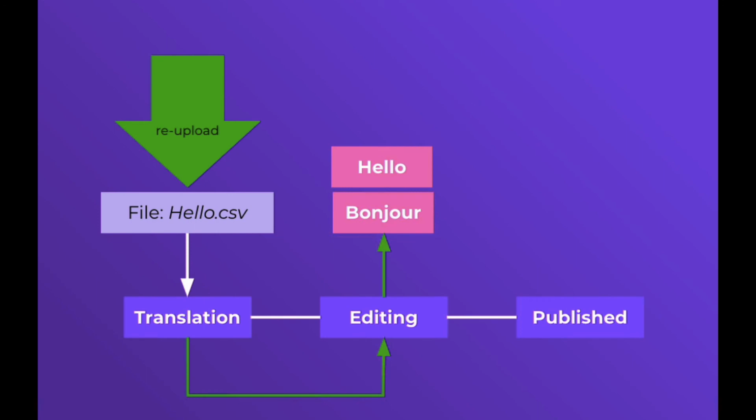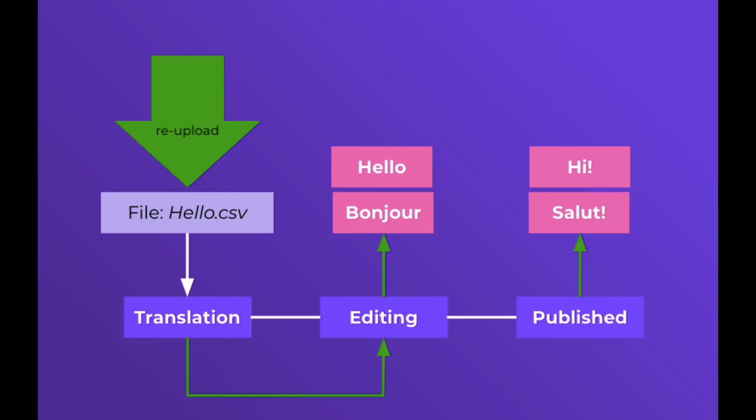SmartMatch automatically applies the previous translations so they show up directly in the editing step, and the file doesn't need to be translated from scratch a second time. Any strings that had already reached the published step before the file got removed will reappear directly in the published step, and they don't even need to go through the SmartMatch process.